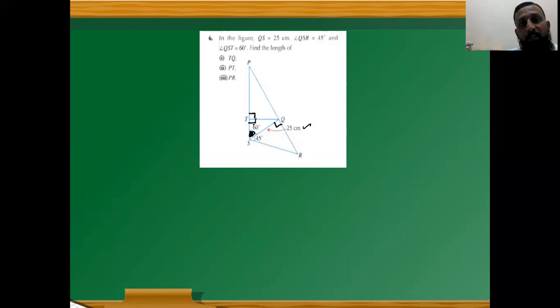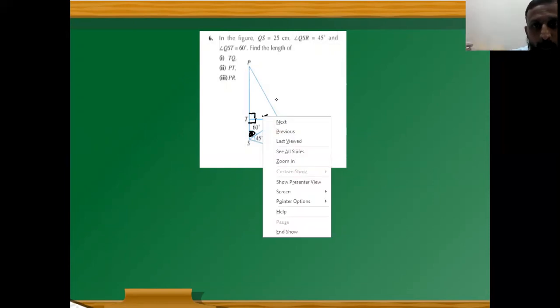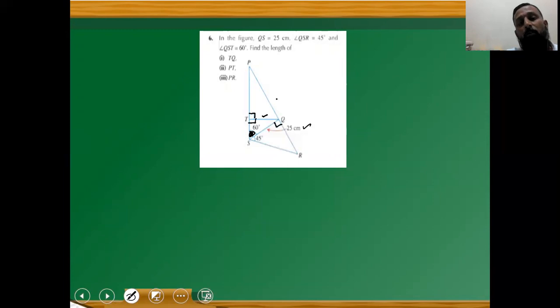Now find the length TQ. Okay, this is the length TQ, right? I'm putting a small tick just to make sure that you can see it. All right. Now, in order to find the length TQ, which triangle are you going to take? Obviously, you're going to take the middle triangle because there are some values visible there. So I'm taking triangle TQS.